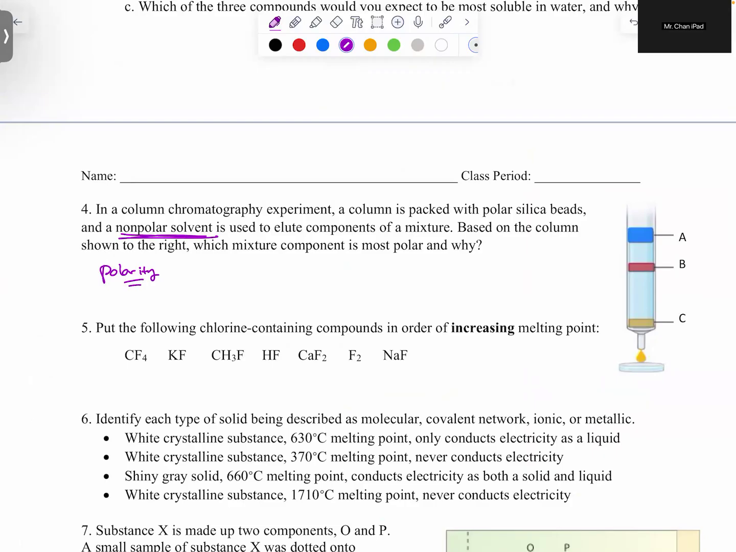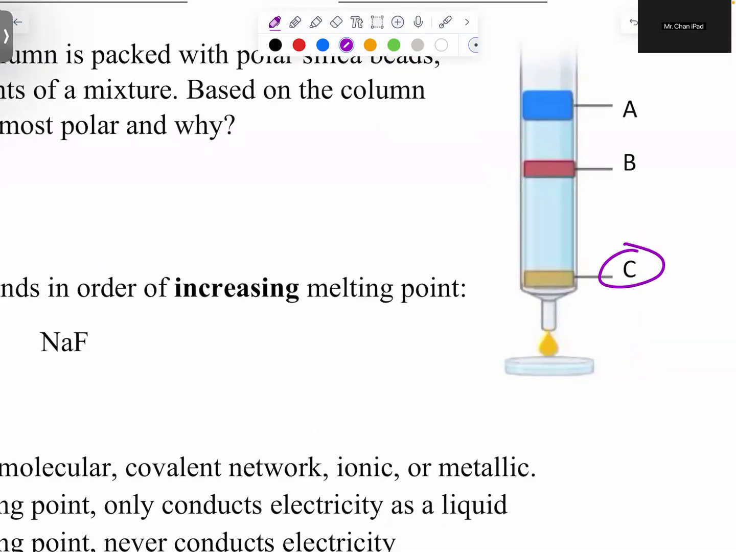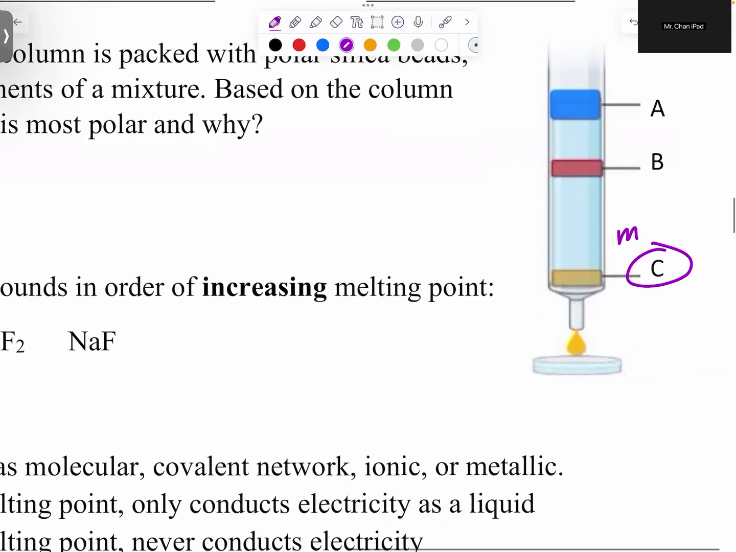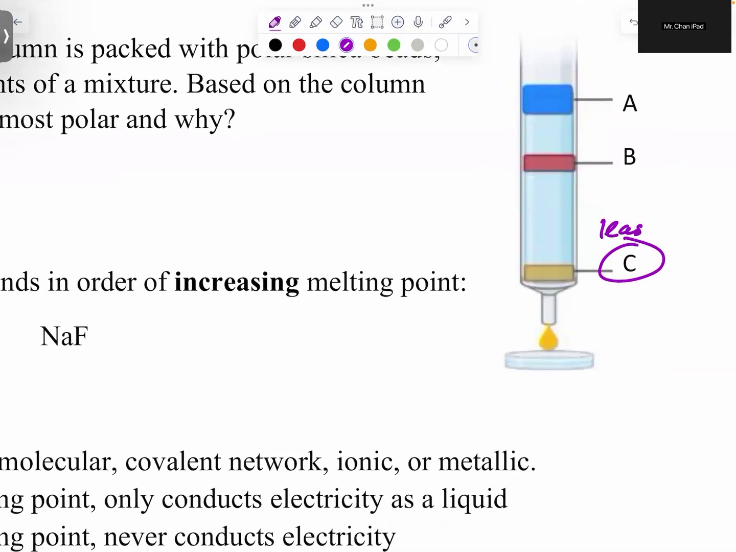If it has a non-polar solvent, as we did last week, remember how I put some permanent marker on the window and then we said, hey, you cannot use water to wash it. You have to use something non-polar to wash it, right? So if you have a non-polar solvent, that means the compound that is non-polar will move with the non-polar solvent. So that's why C would be the most non-polar, or the least polar.